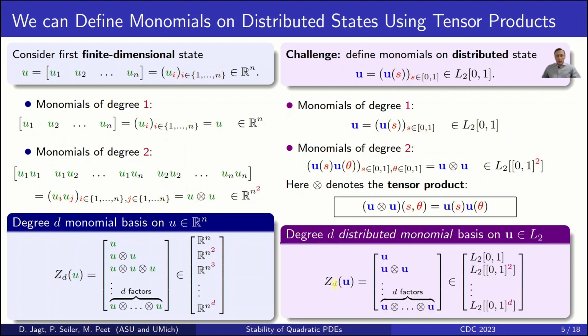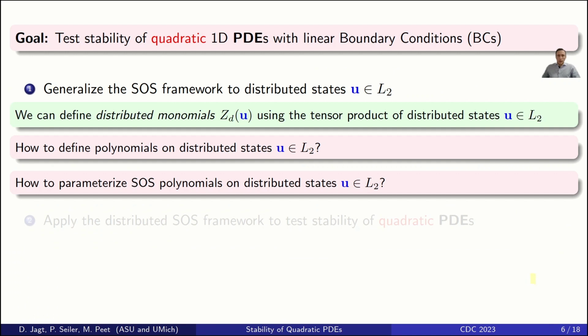Similarly, we can define a basis of monomials of degree d in our state u by taking the d-ordered tensor product of the state u with itself, where we note that again, this d-ordered tensor product will involve just a single element, but it will be a function of d spatial variables. So in this way, we can define a basis of monomials on our distributed state u, and we refer to these monomials as our distributed monomial basis.